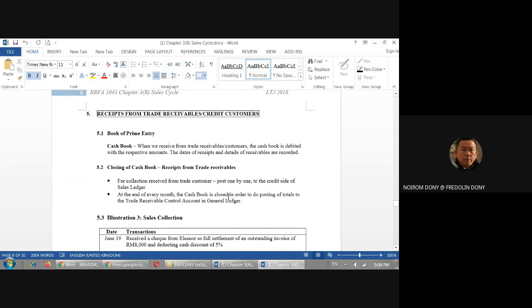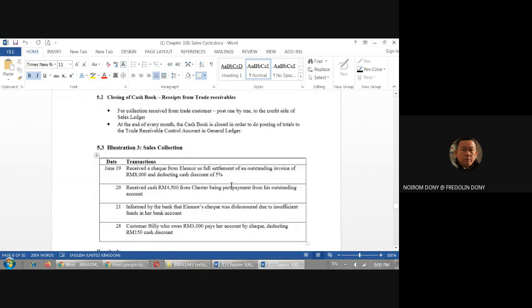Okay, but we don't have to open a cash book and bank account, a cash account and bank account in the general ledger. So the prime entry that we prepare in the cash column and the bank column is regarded as part of the general ledger account. So look at this transaction.